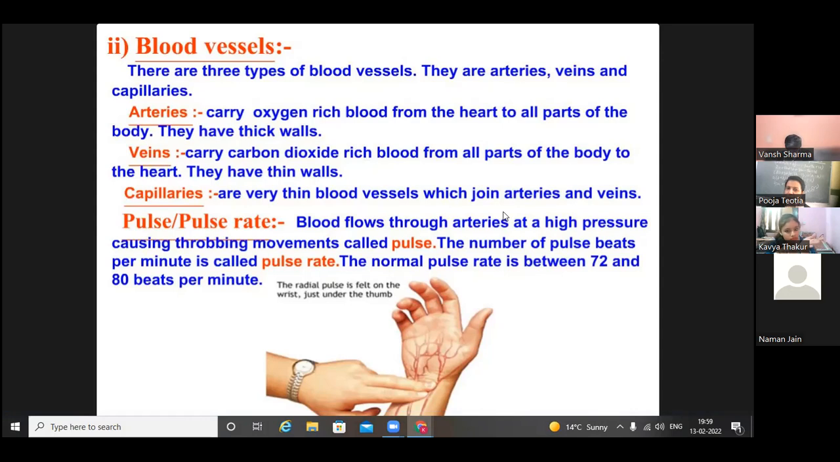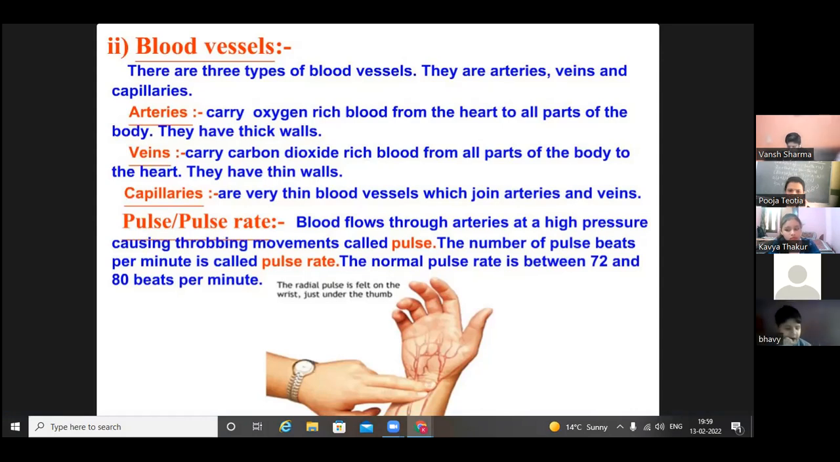Normal pulse rate is between 72 to 80 beats per minute. If you calculate your pulse rate per minute, it will be 72 to 80 beats per minute.